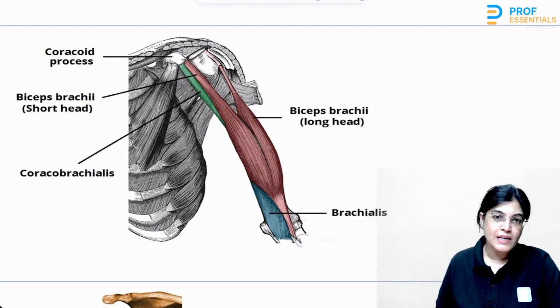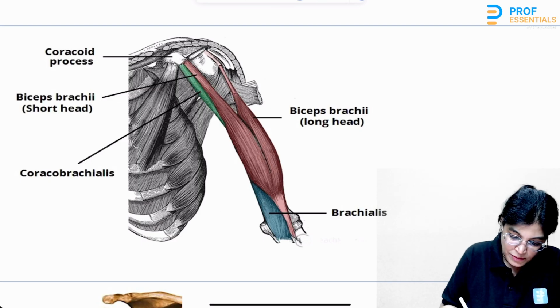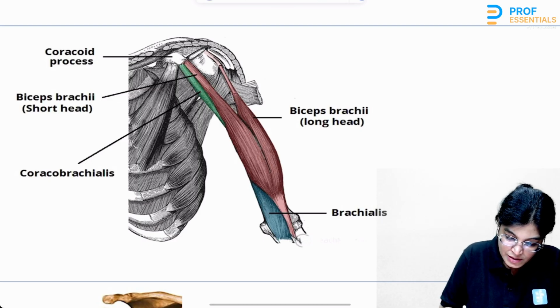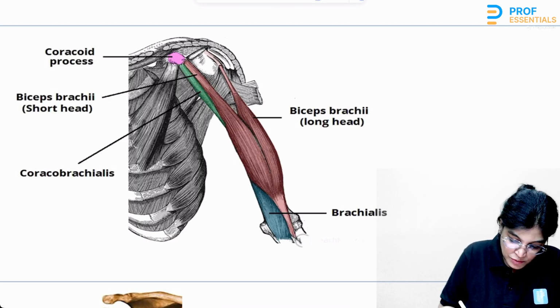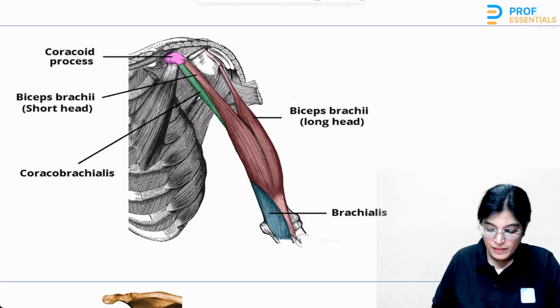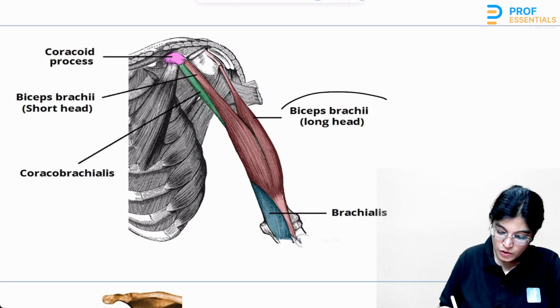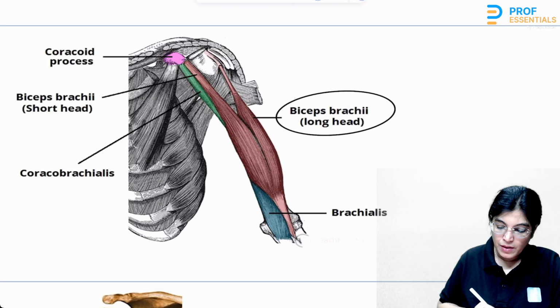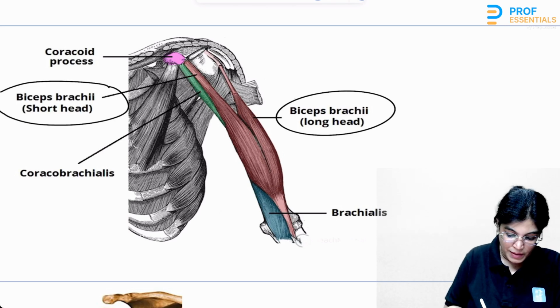So two muscles are lying very close, the short head of biceps brachii and coracobrachialis, attached to the coracoid process as shown in this diagram. So this is the coracoid process which is shown in this diagram. Okay. So here we have got two heads. This is the long head of the biceps brachii muscle. This is the short head of biceps brachii muscle.